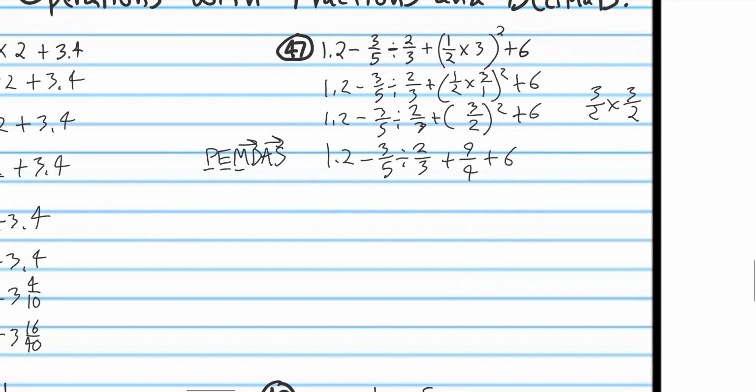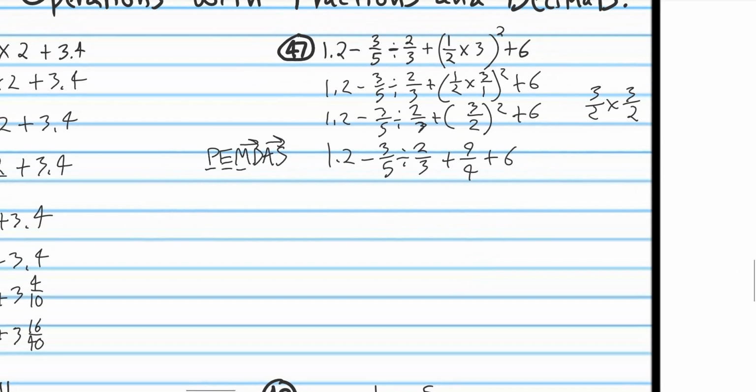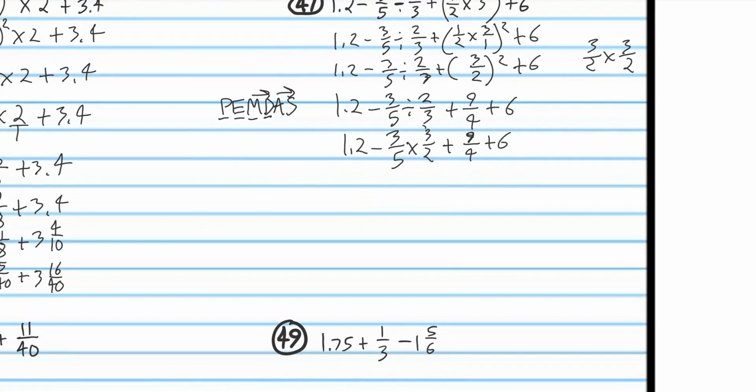And now PEMDAS tells us to do division next. So we have to do this part, 3/5. When you're dividing fractions, you change to multiplication and flip the divisor. So this flips. All right, and multiply straight across. So when you multiply, you just do 3 times 3 is 9, 5 times 2 is 10.